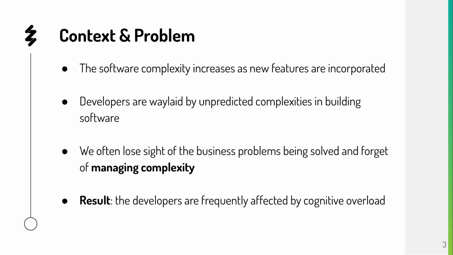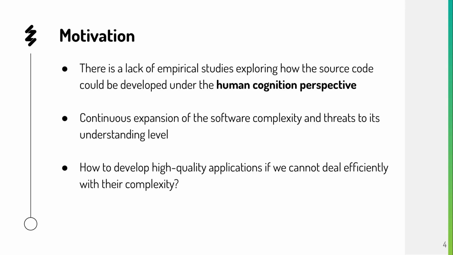The main problem in this scenario is that to manage the complexity, a strategy must be employed. However, programming is more focused on solving business problems. As a result, at any moment, the developers will be affected by cognitive overload. Based on this context, there is a lack of empirical studies investigating how the source code could be developed from a human cognition perspective. Most studies in this field explore this approach to evaluate the code at its understanding level.